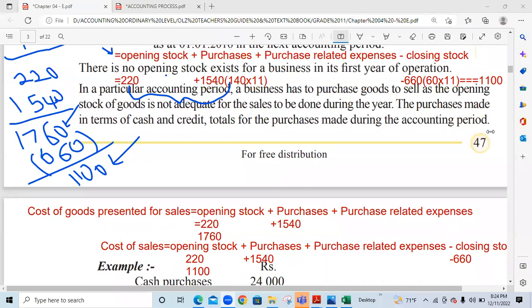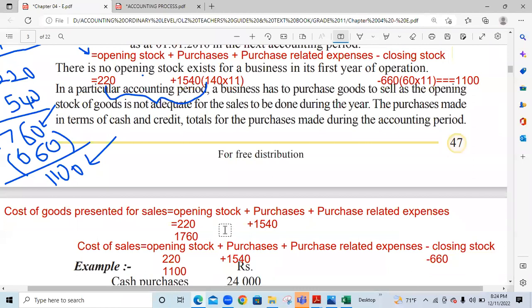Okay, so guys, I will explain one more time. If anyone didn't understand, I'll explain in terms of pens. Guys, at the starting date, you had 20 pens. You purchased 140 more pens. So how many pens are available? 160. 160 pens are available.